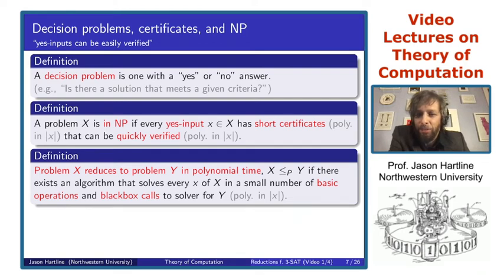A problem X reduces to a problem Y in polynomial time, denoted X ≤_P Y, if there exists an algorithm that solves every instance of X in a small number of basic operations and a small number of black box calls to a solver for Y. And this notation, less than or equal to, sort of indicates harder than. This should be read as Y is at least as hard as X.